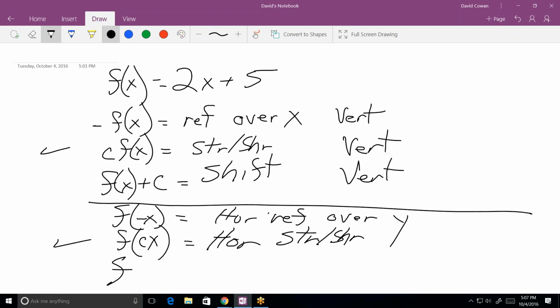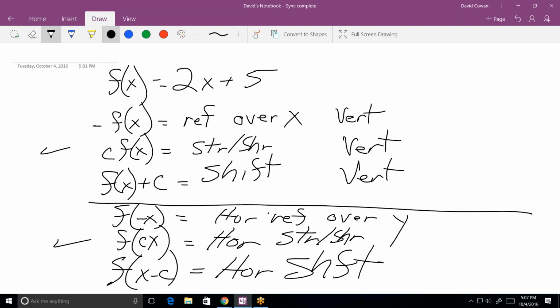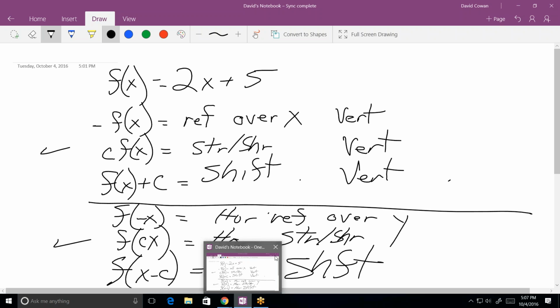The other thing you can do is a horizontal shift, x minus c. Now, let's look at some of these things. Shifts do not change the shape of the curve. Whether they're vertical or horizontal, they do not change the shape of the curve.